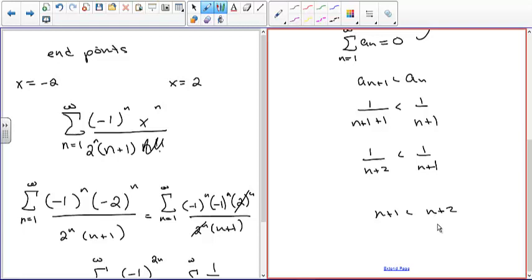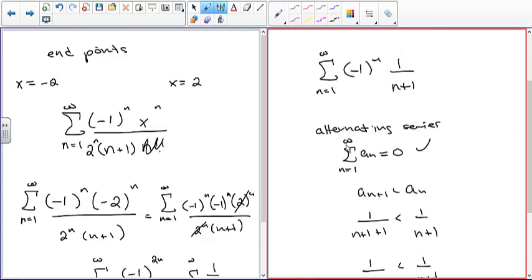The n's cancel out because they're in both. 1 is less than 2. Yes. So that's true for any value of n. So we know that's satisfied for the alternating series test. And so because this series, which is evaluating the original series at x equals 2, converges, the endpoint converges.